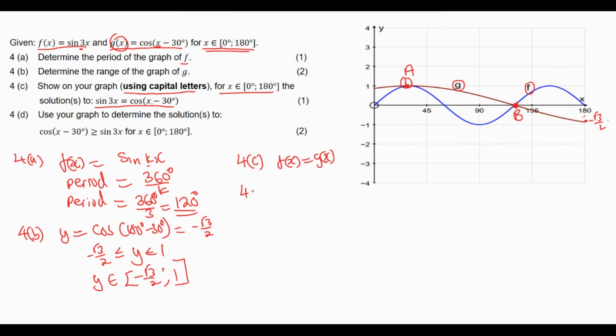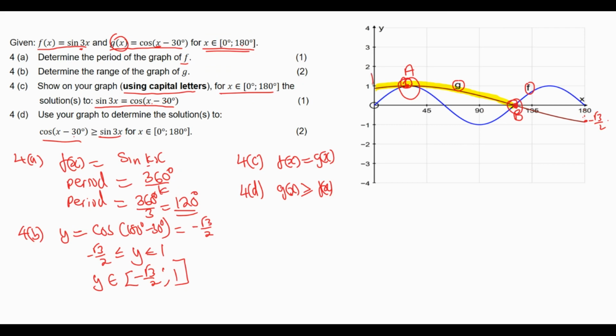For D, use the graph to determine the solutions to cos of x minus 30 degrees greater than or equal to sine 3x. These are the x values where g of x is greater than or equal to f of x, where g of x is above or equal to f of x. This is the part we're looking for. This is the part where g of x is above or equal to f of x. Right, at point A here, f of x and g of x are equal, so it's also included. And then at point B there, f of x is equal to g of x, so we're including this.